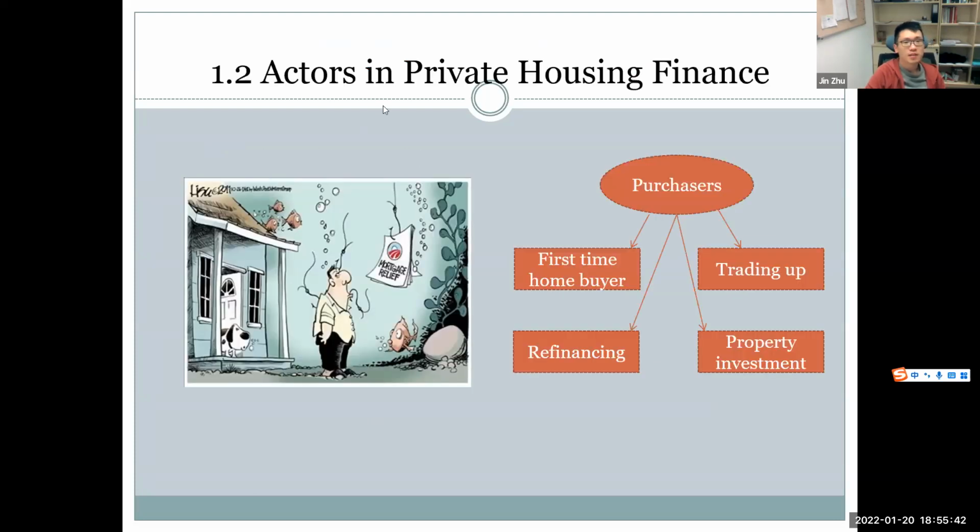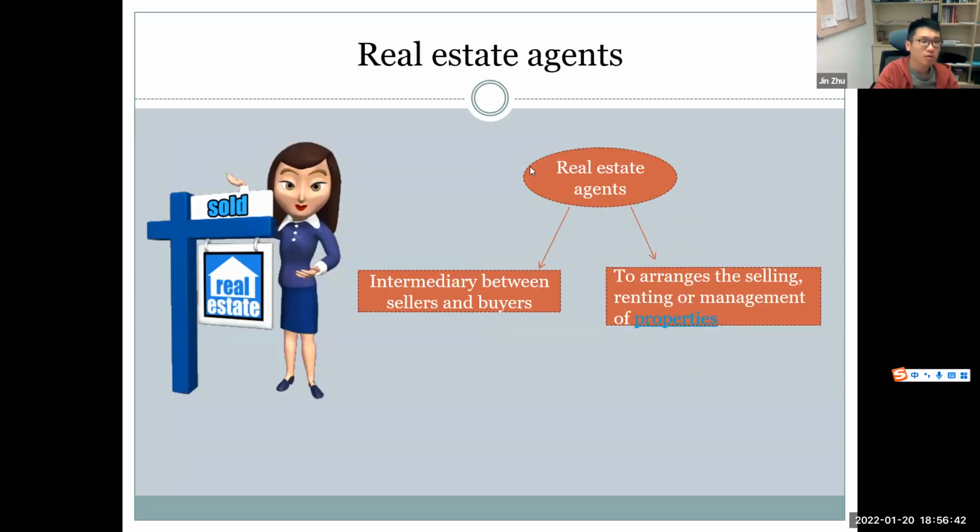Then let's discuss the actors in private housing finance. Yes, the purchasers. We have first-time home buyers, the young people especially, right? We have those trading up, refinancing, using the house for such purposes, and also investment, right? Investment landlords are pretty common here and in every global city. That's why we have a term like buy to let. That means I buy this property not for living but for letting, for renting. Let it out. Purchasers are very important, and then real estate agents, right?